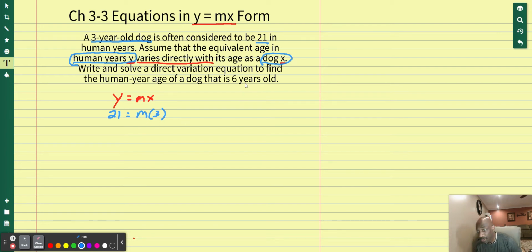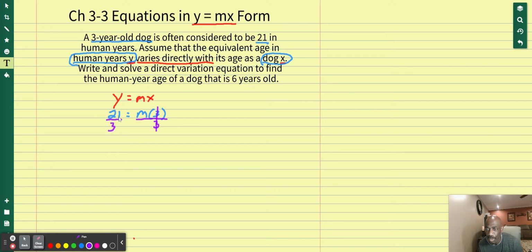Now what we're going to do is work this out to find the rate of change, or the constant rate, or the slope. In other words, that's what it is, but we're going to call it the constant rate. So let's work this out. How do we get that? Simple. We're going to solve for the variable m. So we're going to divide both sides by 3 because I know that these two will cancel, and whatever we do to one side, we do to the other.